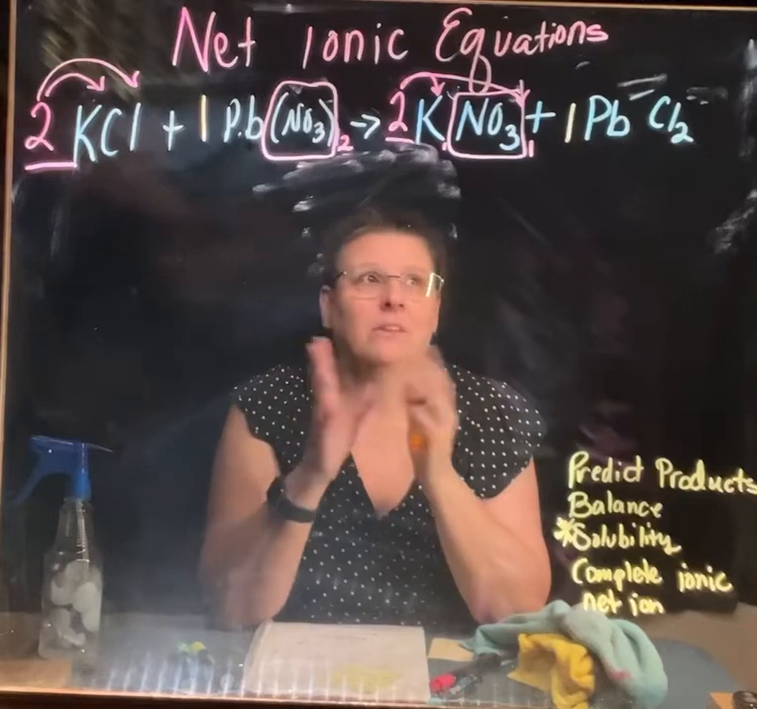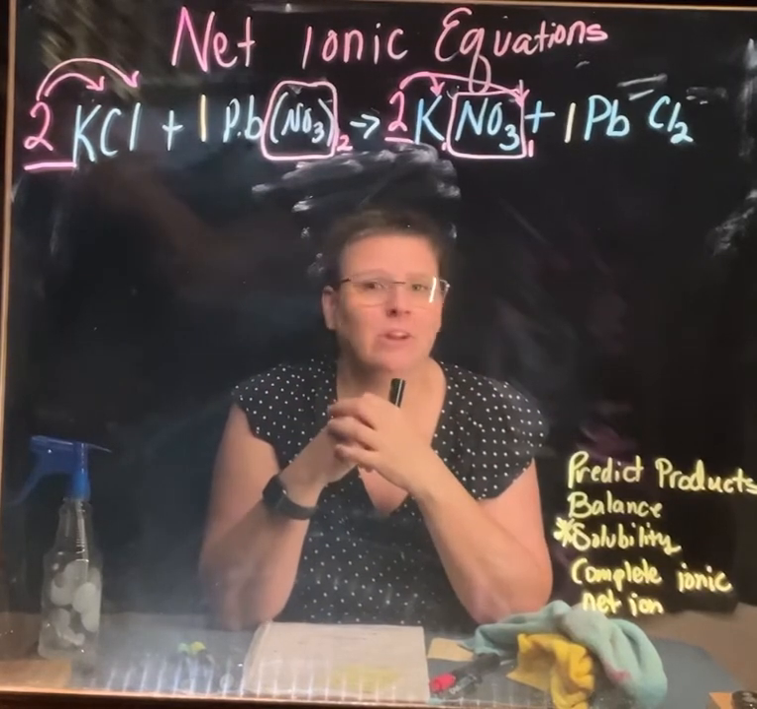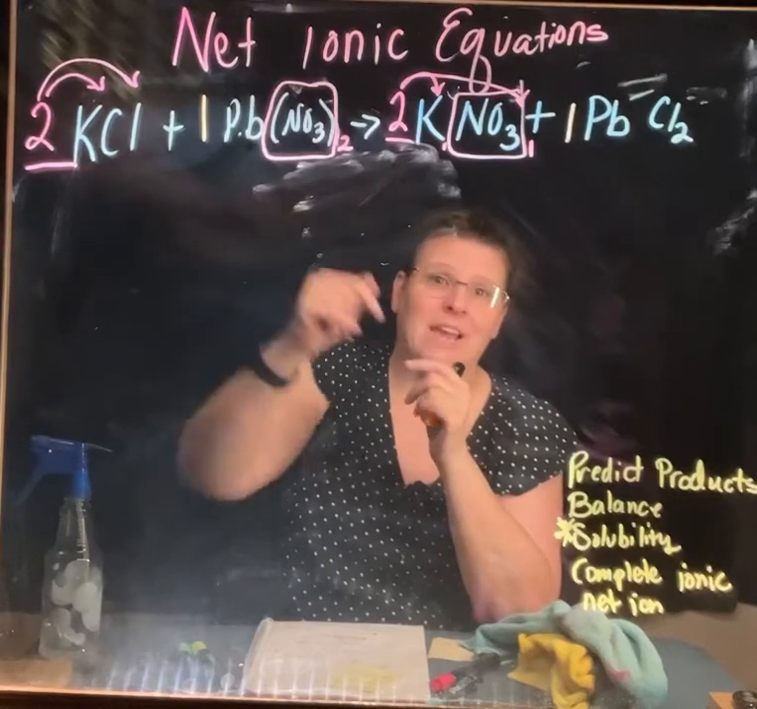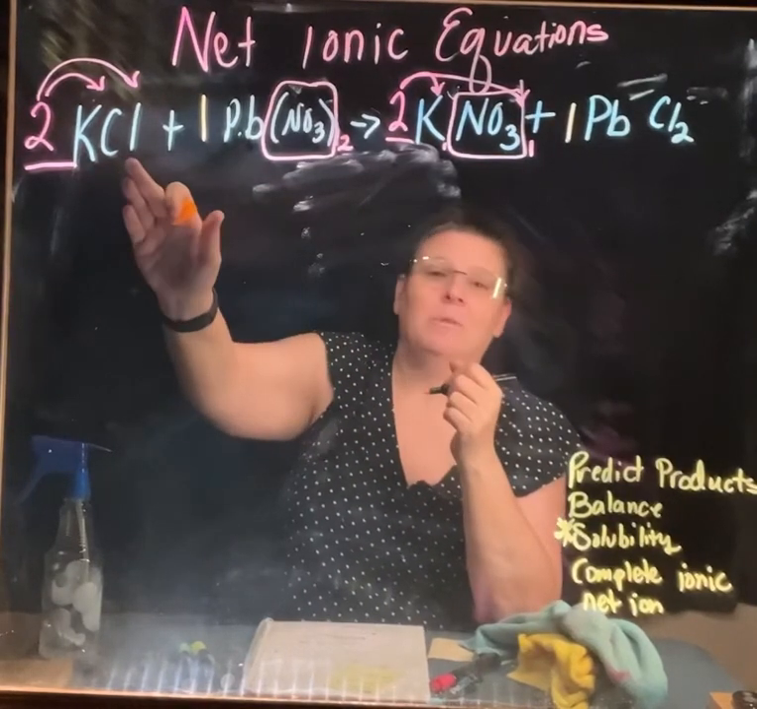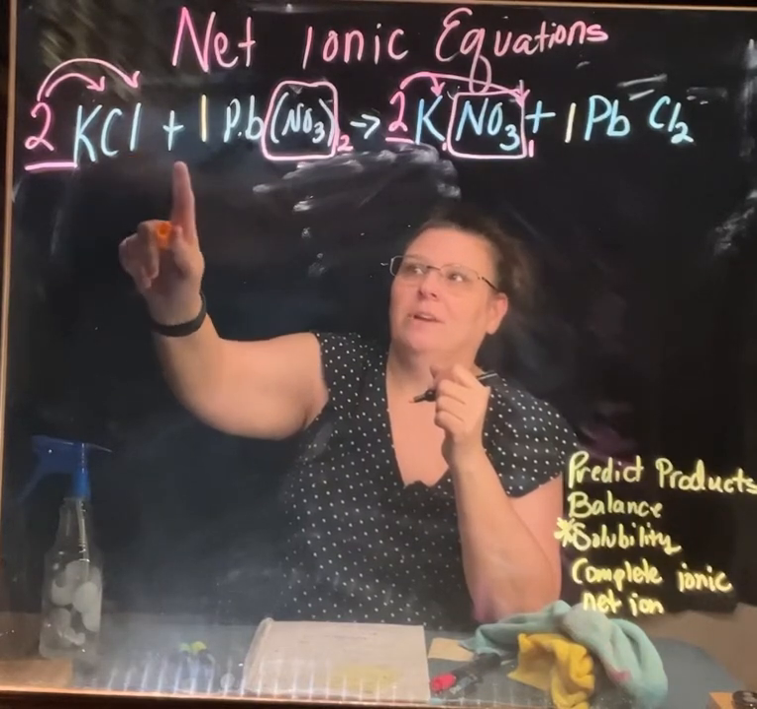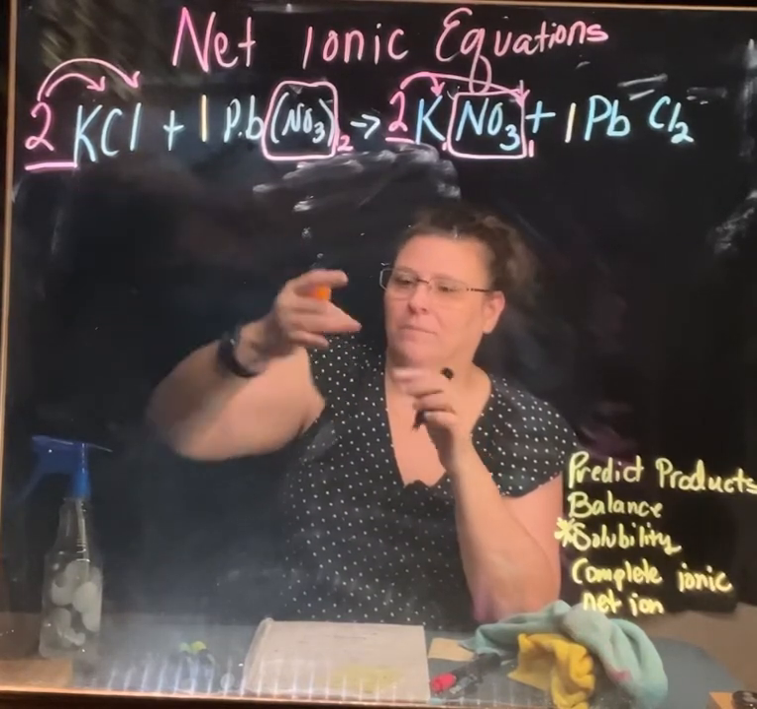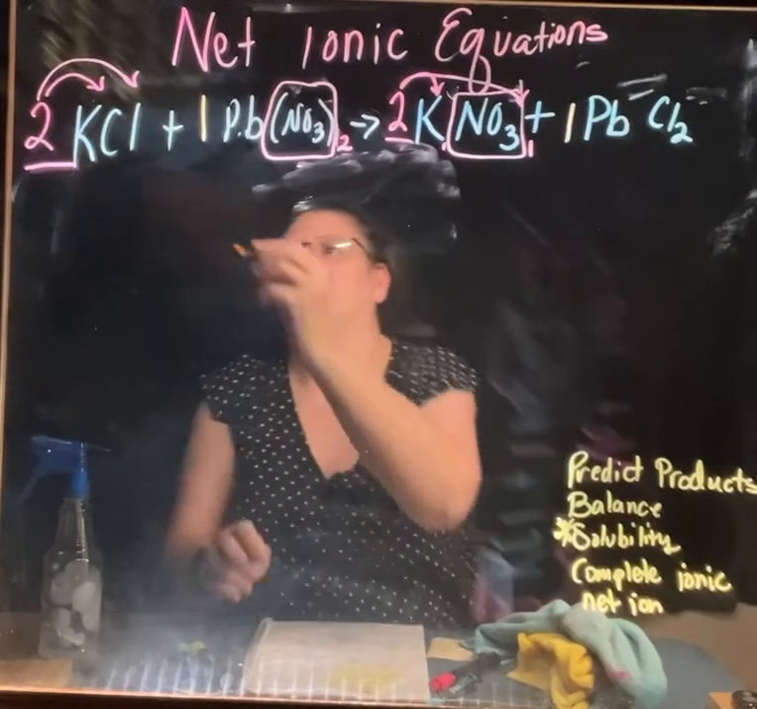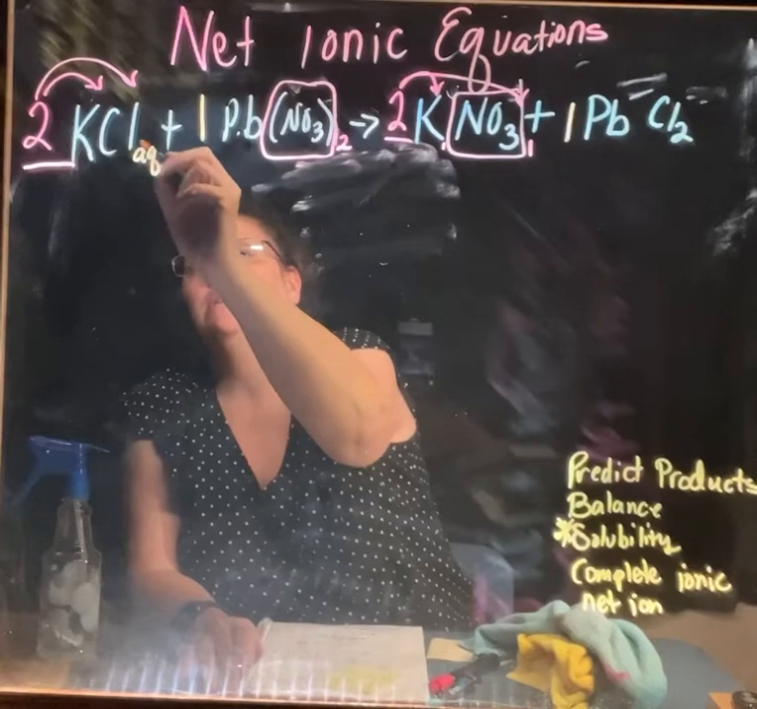And then you have the other ones, but you can go back and look at that. Let's look at this first one. I have potassium. Potassium is an alkali metal. It's also with a halogen. Halogens are soluble unless they're with silver, mercury, or lead. It's not with either one of those, so this becomes aqueous.